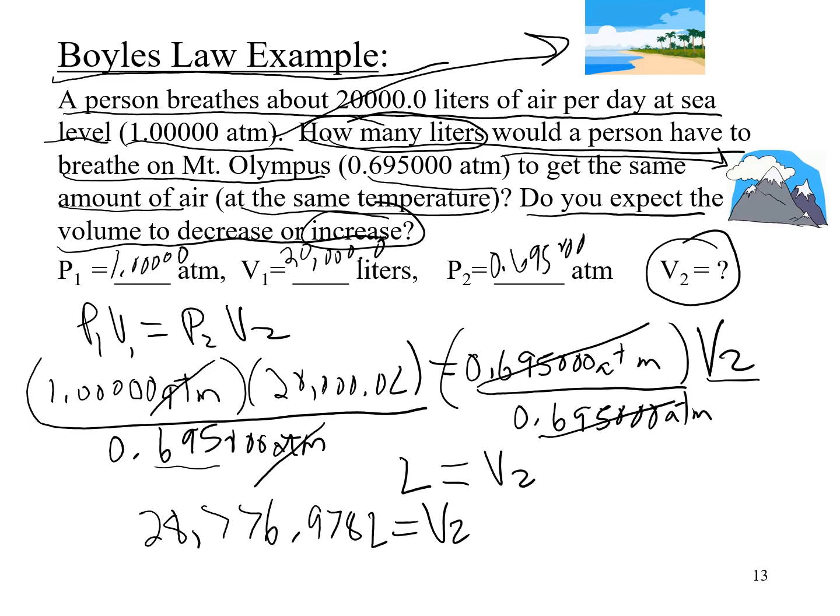up on Mount Olympus. The last thing you always want to do in any calculation problem is determine the correct amount of sig figs. So the numbers that we were given in our original problem have 6 sig figs. So our final answer should also have 6 sig figs. So let's go ahead and change our number to 28,777.0 liters.